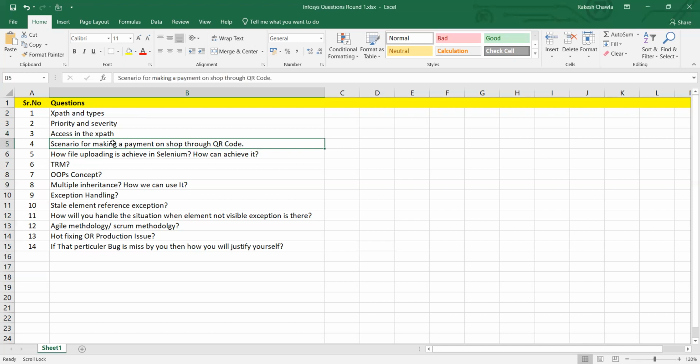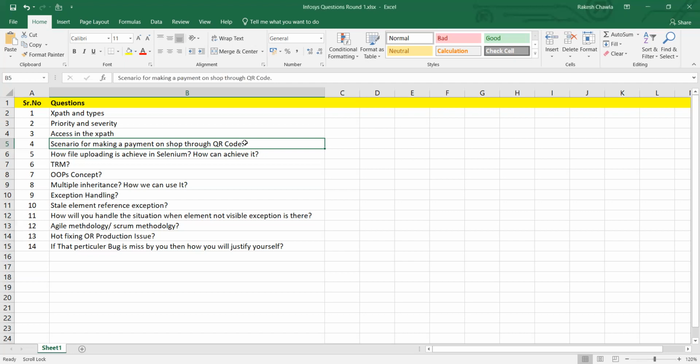Then it is about a scenario for making a payment at a shop through QR code. If you are scanning a QR code and making a payment, which are the various test scenarios that you will write? One kind of test scenario might be that you try from various mobile devices, Android, iOS, right? Then you might make sure that your camera light is turned on or off while making payment at a shop through QR code if proper light is not there.